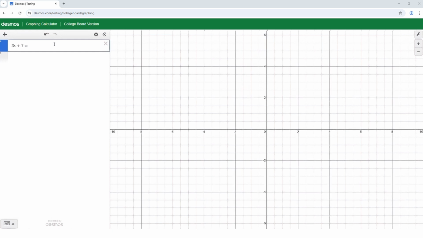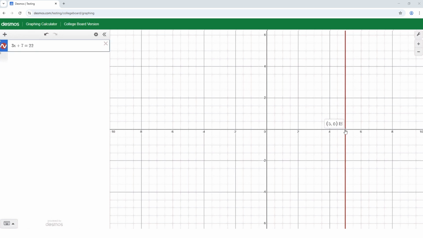Just put the equation on Desmos, and the equation is 3x plus 7 equals 22. And if you take the pointer of the mouse to the point where it intersects, you will get the answer. That's it. And the value of x is 5.